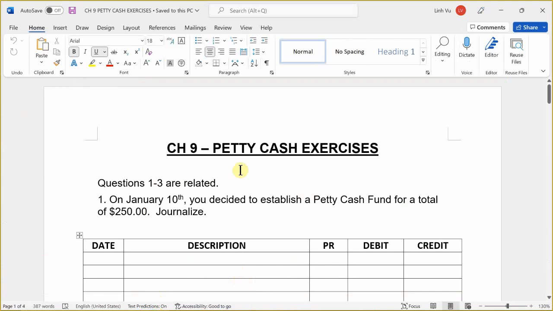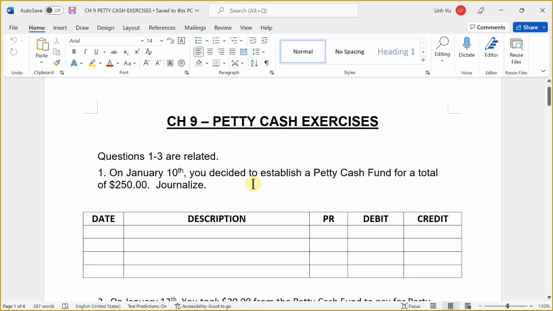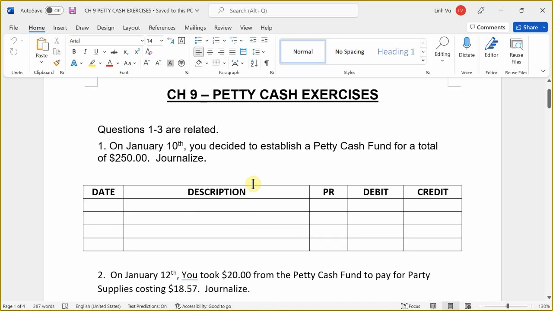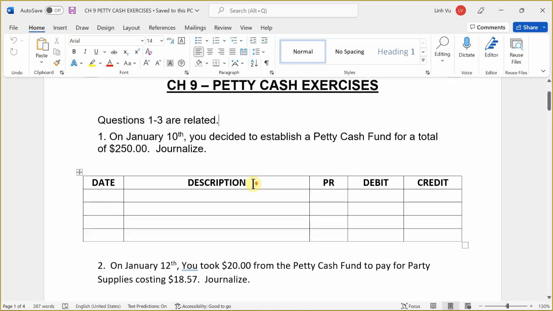No. All right, so let's go ahead and complete the Chapter 9 petty cash exercises. So questions 1 through 3 are related. So if on January 10th, you decided to establish a petty cash fund for a total of $250, journalize.